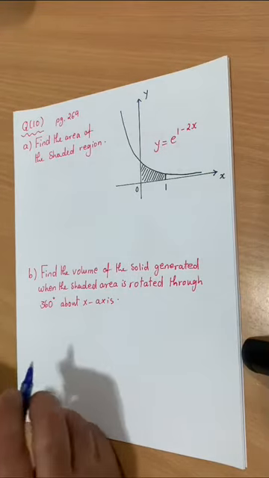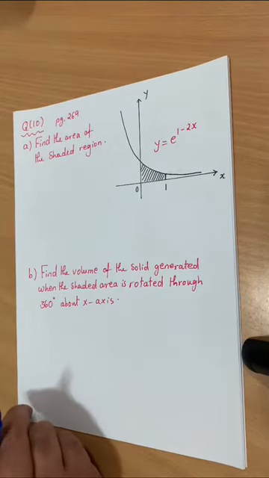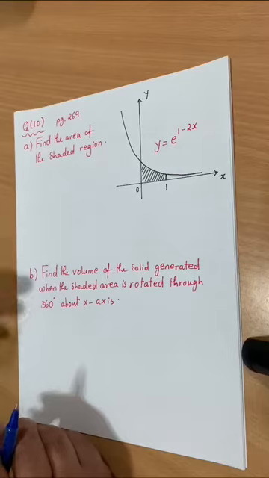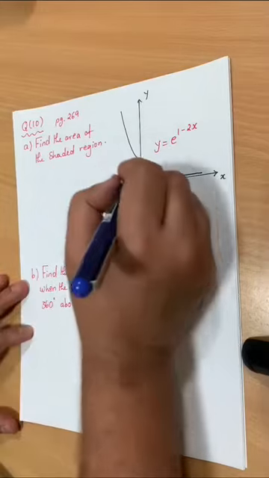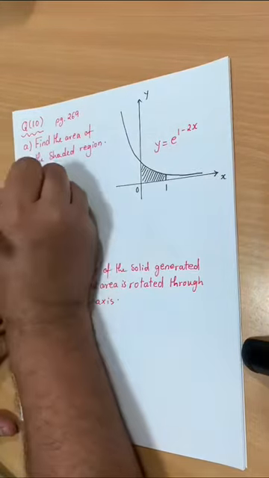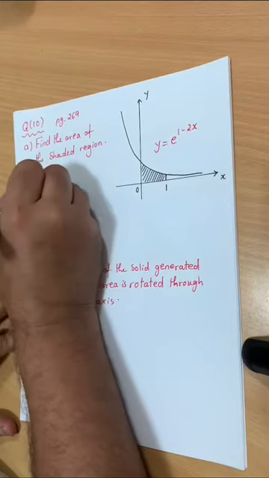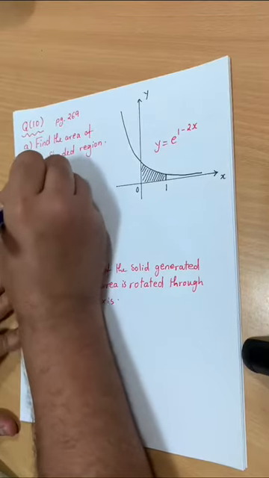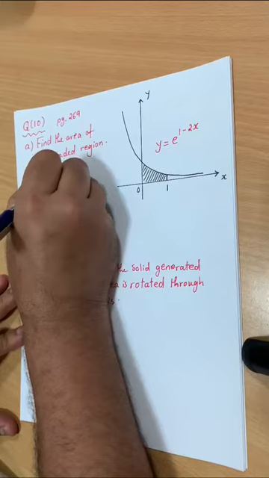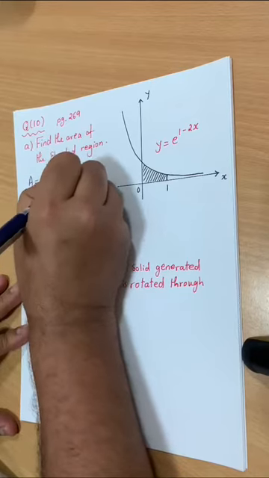Question number 10 on the same exercise. Find the area of the shaded region in part A, and in part B find the volume. And the limit is from 0 to 1. So area, integration from 0 to 1 of e power of 1 minus 2x dx.